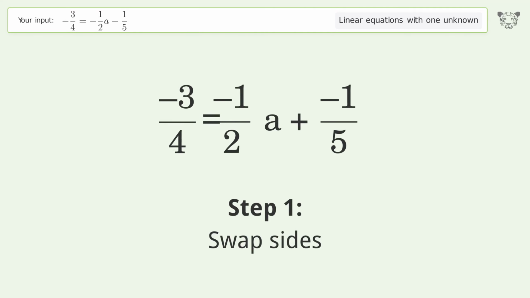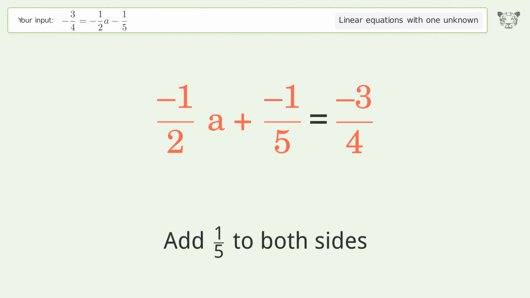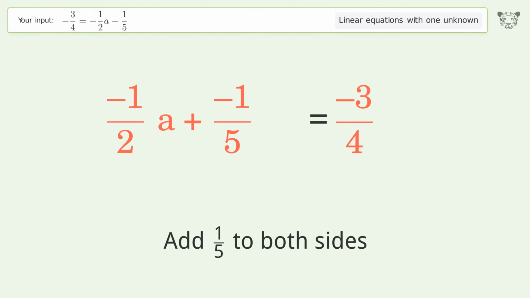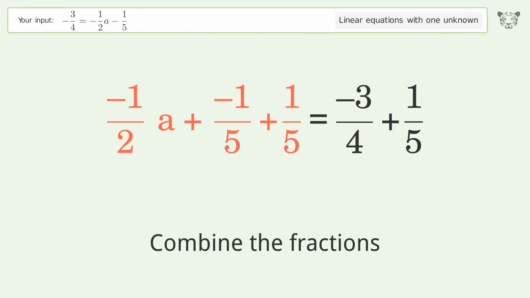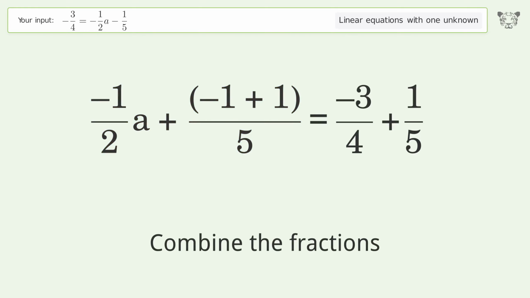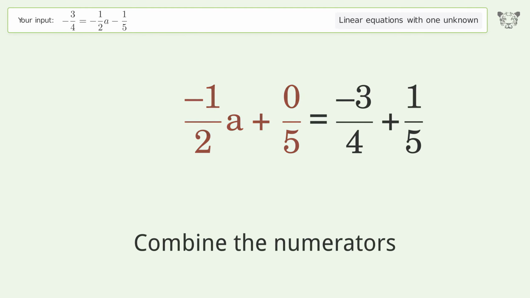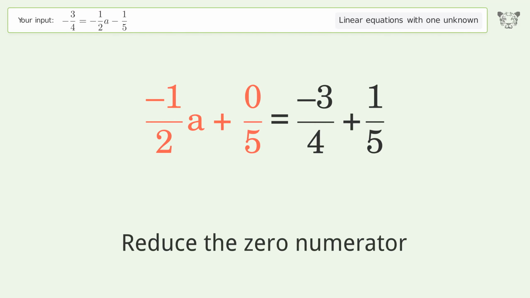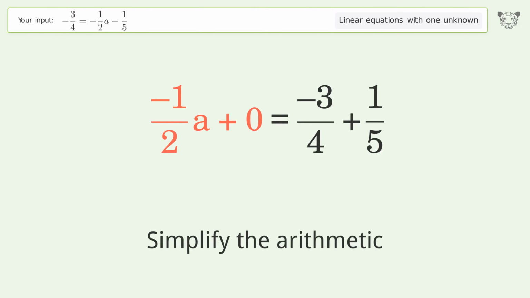Swap sides. Group all constants on the right side of the equation. Add 1 over 5 to both sides. Combine the fractions. Combine the numerators. Reduce the zero numerator. Simplify the arithmetic.